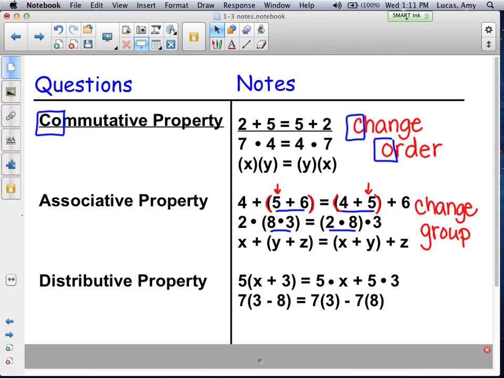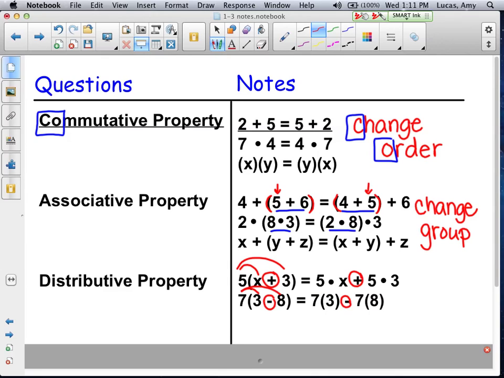The last property is the distributive property. The distributive property is when you distribute multiplication, which means you hand it out. You distribute it. So this 5 right here is being distributed. It's next to the parentheses, which we know means multiplication. So you're going to multiply it times everything inside. 5 times x plus 5 times 3. 7 times 3 minus 7 times 8. So you see the minus stays. So you multiply the number outside times everything on the inside.